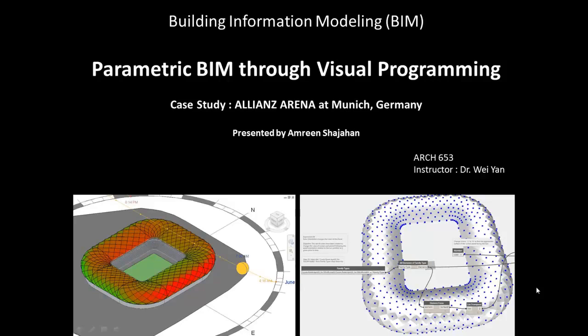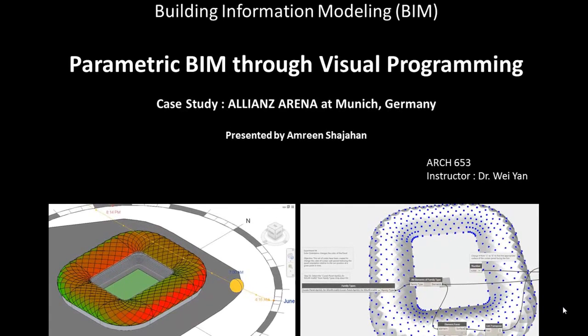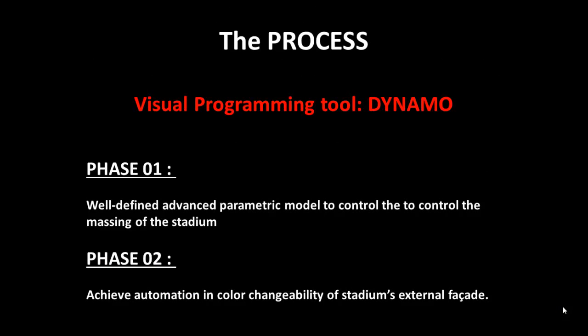In continuation to my first project of Building Information Modeling course, Project 2 will extend the functionality of parametric BIM by using Visual Programming Tool. In this Project 2, node-based visual programming interface, DYNAMO, has been used to control project parameters more efficiently. First of all, a well-defined advanced parametric model of Allianz Arena has been created to control massing of the stadium. And secondly, 3 experiments have been conducted to achieve automation in color changeability of stadium's external facade.